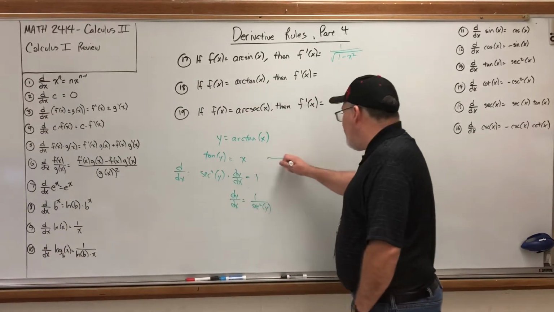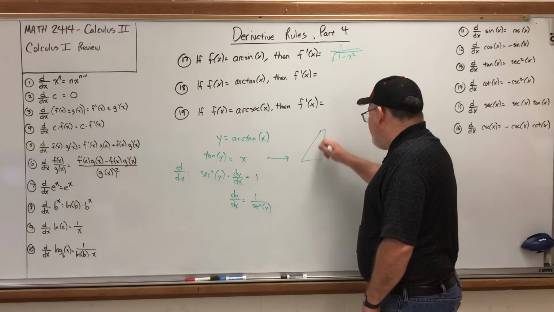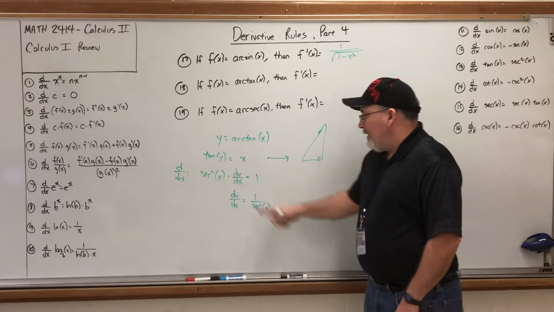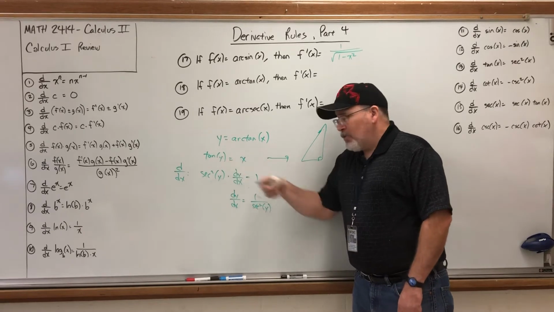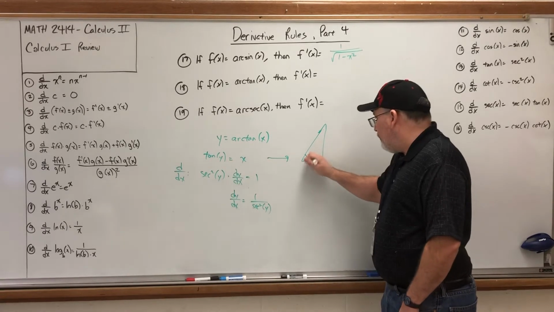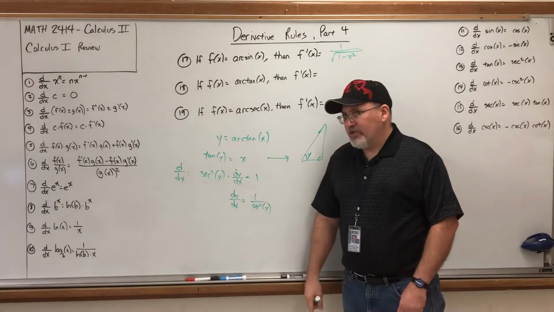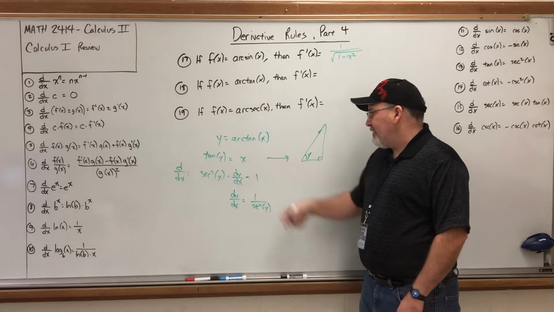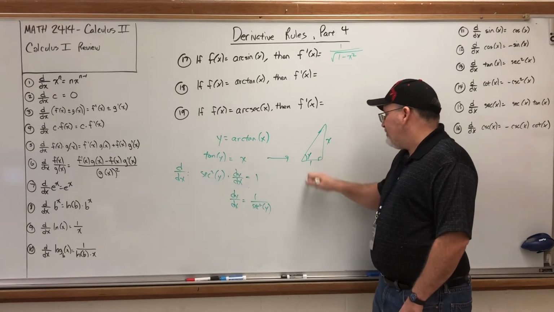So let's draw a triangle for this equation. Not sure what happened there. If I say tangent of y is equal to x, then y is an angle. So let's put an angle here. Tangent is opposite over adjacent. How would I label this triangle so that opposite over adjacent equals x? Put an x on the opposite and 1 on the adjacent.